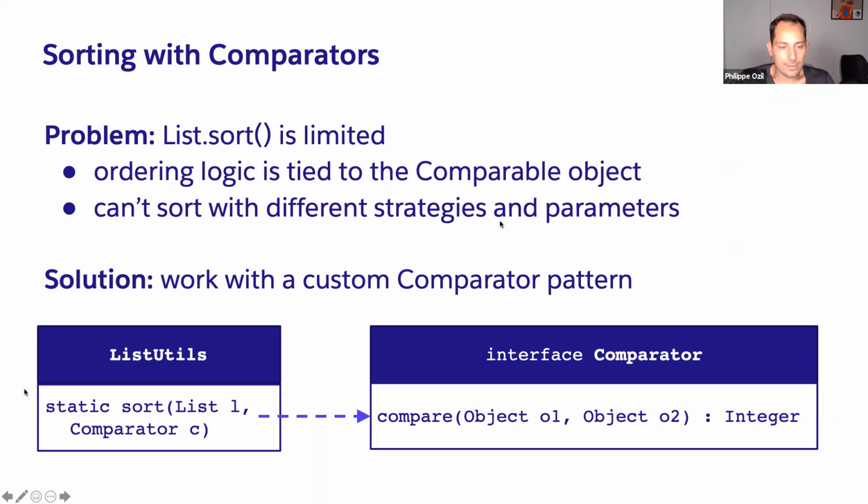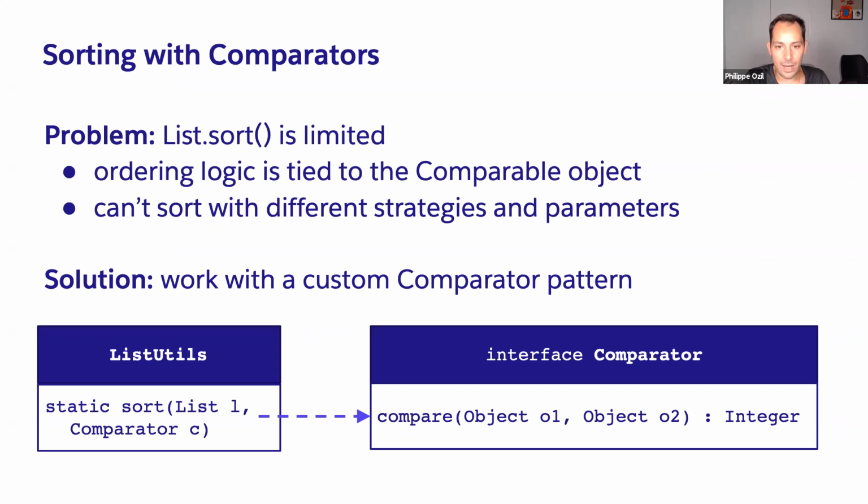And the reason why we use comparators is that list.sort is limited. There are two important limits to the way list sorts work. First of all, the ordering logic of a list sort is tied to the comparable object. So for example, when you do a sort on accounts or sort on strings or dates, you do not control the sorting logic.